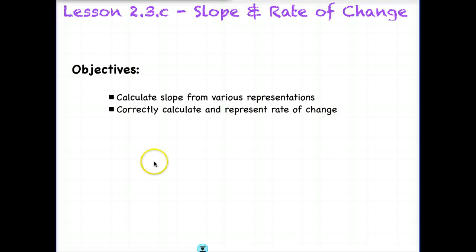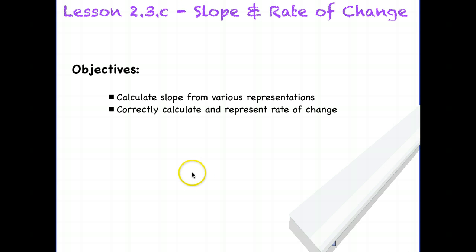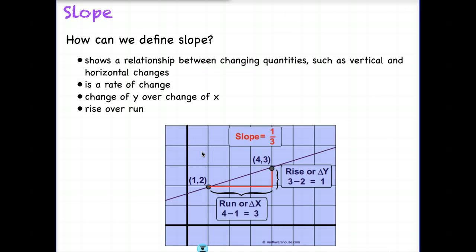This is lesson 2.3.C, slope and rate of change. In this lesson, we will be calculating slope from various representations, and we will be calculating and representing rate of change. Let's first examine slope, and let's look at how we can define slope.